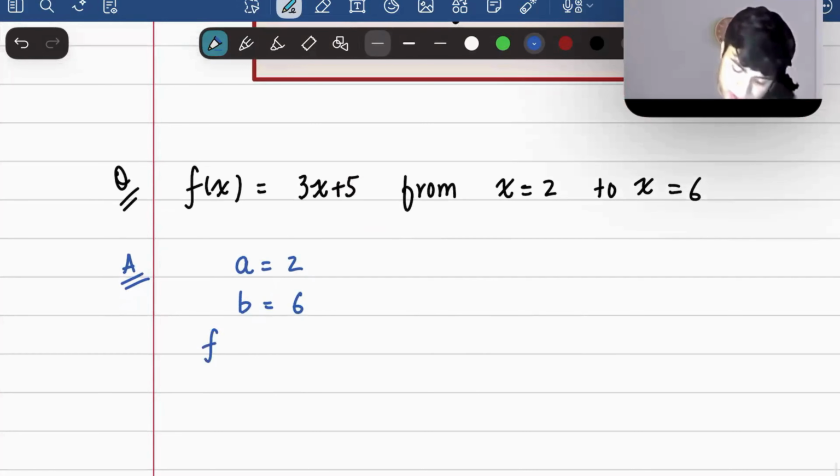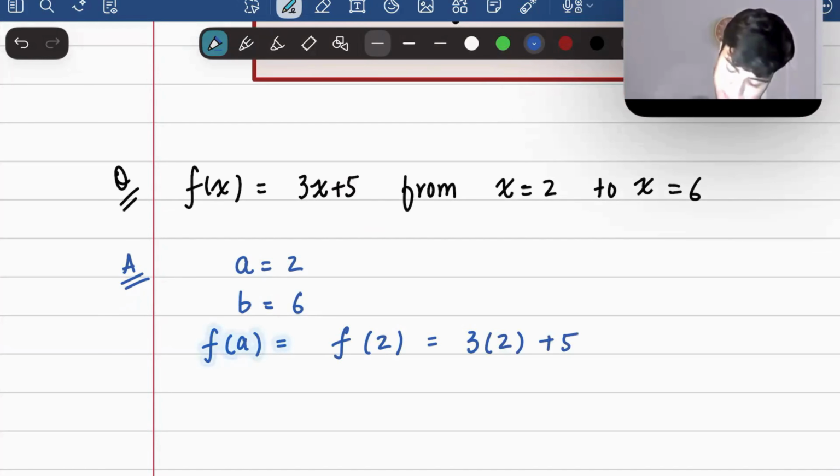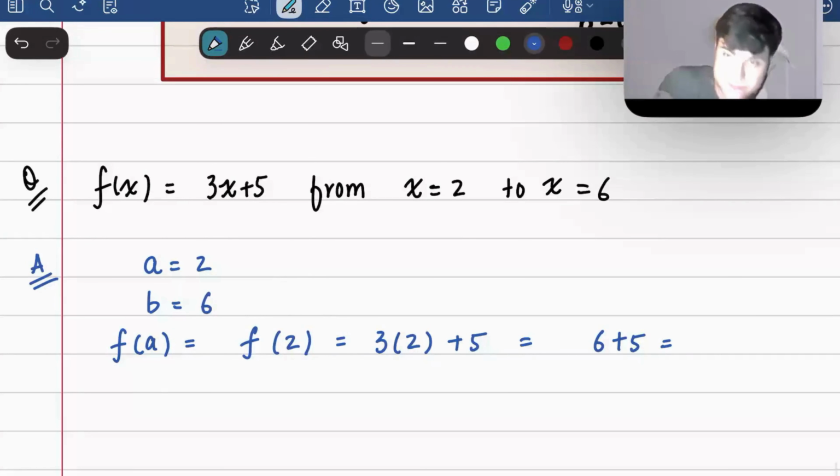And then we find out f of a, which equals f of 2, which equals 3 times 2 plus 5, which equals, 3 2s are 6, 6 plus 5 is 11. Then we know that the value of f of 2 is 11.